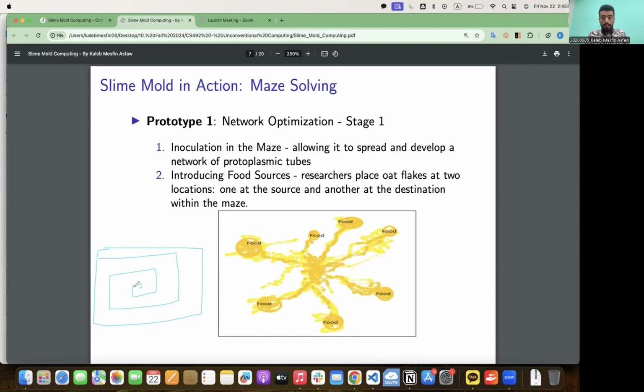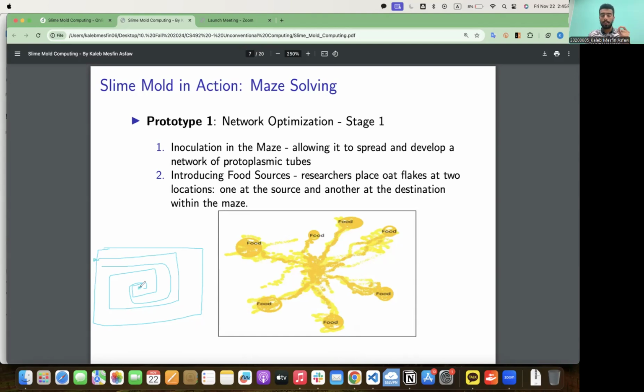So at first, the slime mold is just introduced throughout the maze, and it will spread around the entire maze, and it develops a network of those tubes that we just explained. So at this stage, the slime mold explores all the possible pathways because it spreads its entire cellular organism throughout the entire maze. And then after the slime mold spreads around, scientists place two oat flakes, which are an irresistible food source.